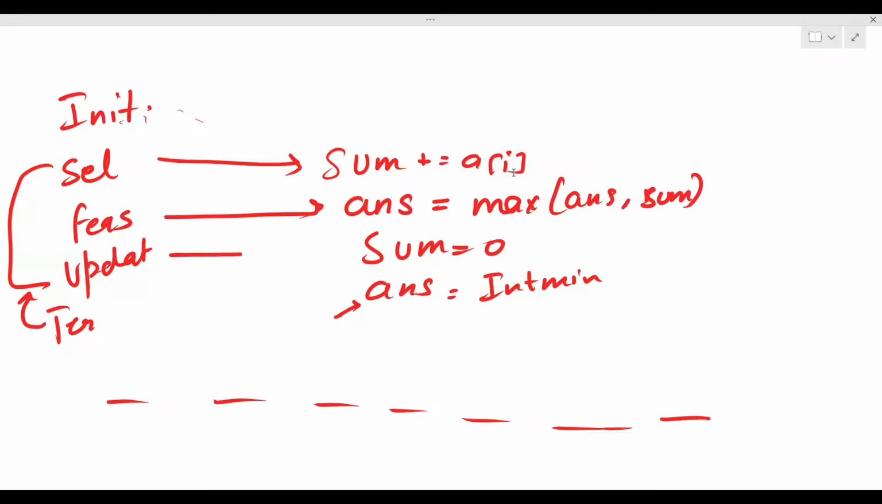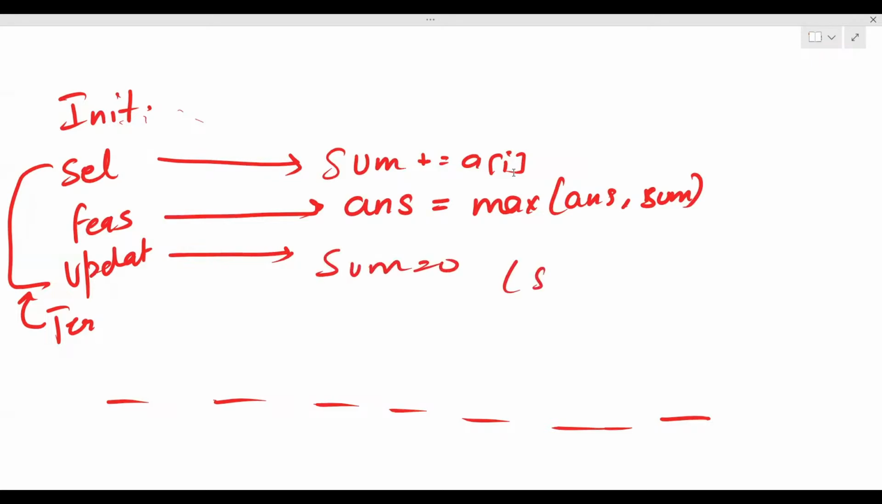Now, what is update here? Checking if it is less than 0. Yes, sum becomes less than 0. So I'll update my sum to be 0 if this turns out to be less than 0. And then I'll repeat these steps and finally I'll get my answer. So is this thing clear to everyone?